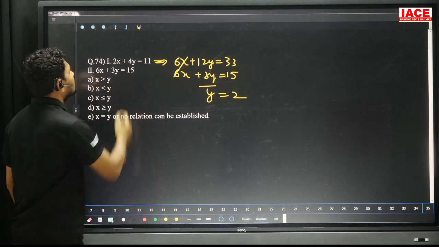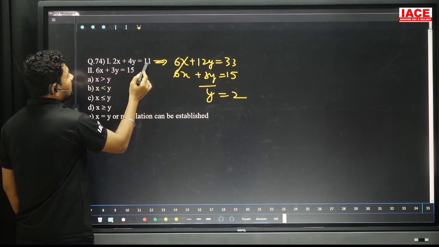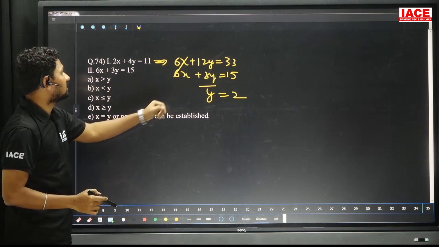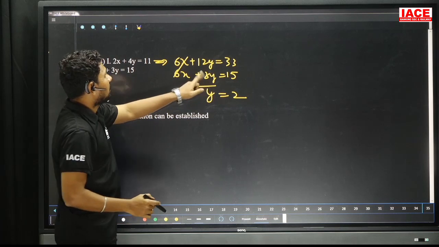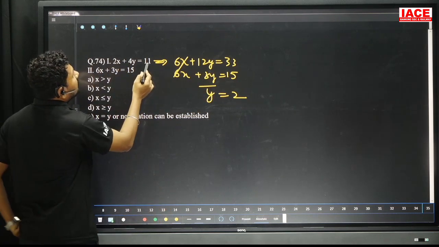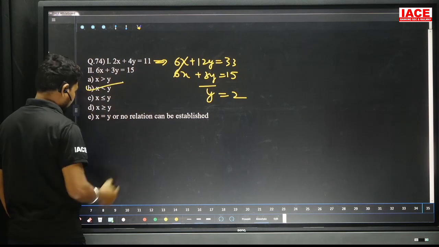Y is equal to 2, you can substitute and you will get the x value also. 4 twos are 8. 8 removed from 11, you will get 3. 3 by 2 is 1.5. 1.5 is less than 2. 18 by 9 is 2. Y is equal to 2, substitute, 4 twos are 8, 8 removed from 11 is 3, 3 by 2 is 1.5. That means x is smaller than y, x is less than y here.